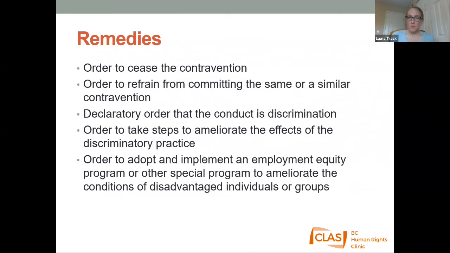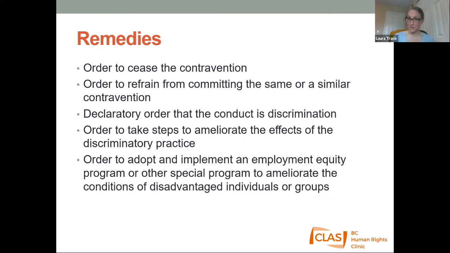And the next part of the complaint form asks what you're hoping to achieve through making this complaint. What do you want? What remedy are you seeking from the respondent? And this is a list of things that the tribunal can order after a hearing if your human rights complaint is successful. They can order the respondent to stop discriminating and not do it again.